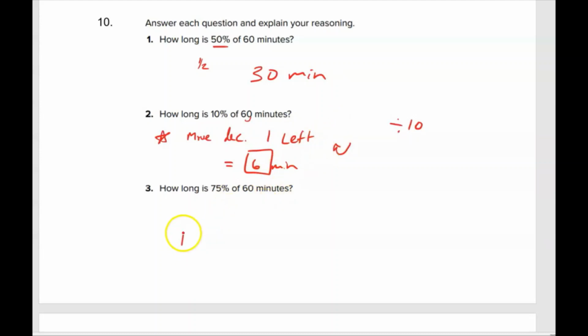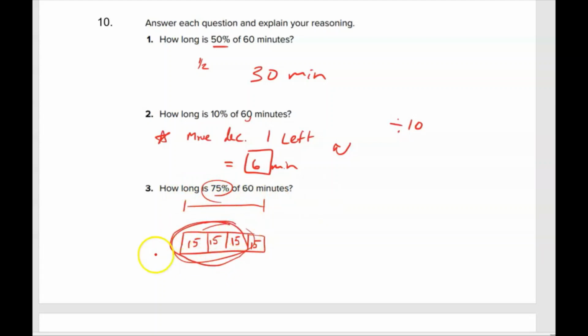And then the last one, how long is 75% of 60 minutes? So again, might be helpful to make that diagram. Okay, I'm going to split it into quarters, and then I'm looking for 3/4 worth. It's looking for 75% of 60. So if this whole thing was 60 minutes, how much would each chunk be worth? Well, it would be 15. 15 plus 15 is 30, plus 15 is 45, plus 15 is 60. So the whole thing is worth 60, and this says, what about 75% of it? So in other words, 3 out of the 4, 15, 15, and 15 would give me 45 minutes. Okay?